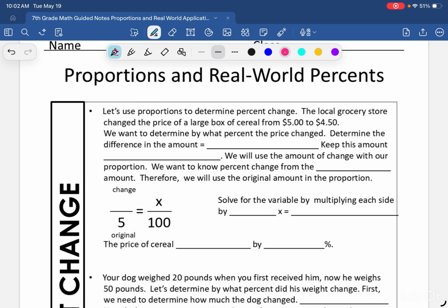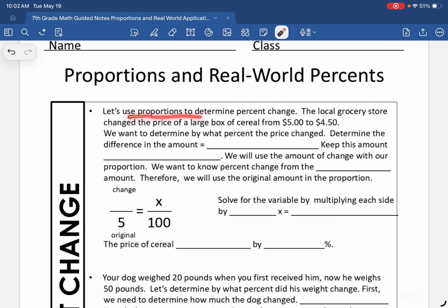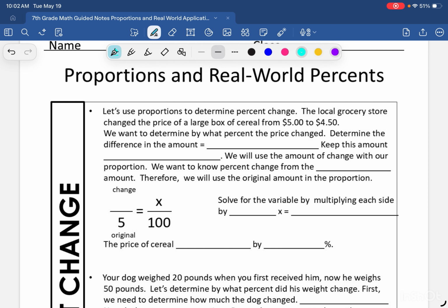All right, now we're going to be talking about percent change. Let's use proportions to determine percent change. The local grocery store changed the price of a large box of cereal from $5 to $4.50. That seems important, so let's mark that: from $5 to $4.50. We want to determine by what percent the price changed.